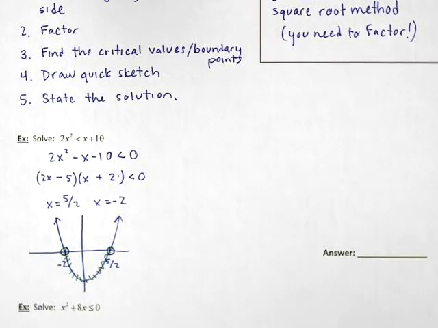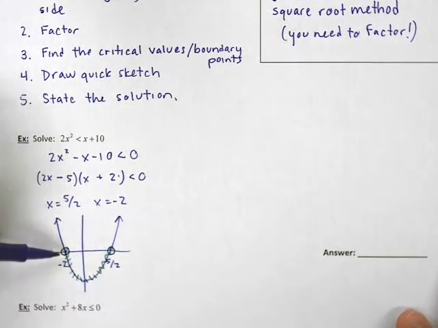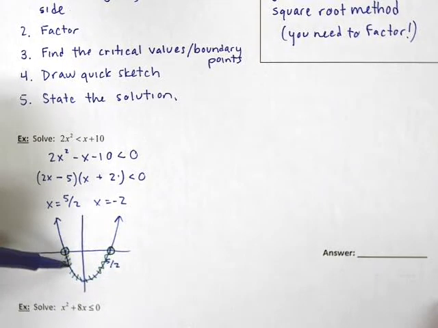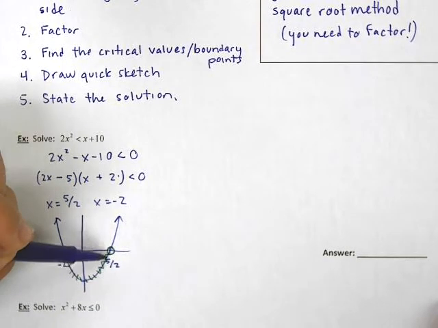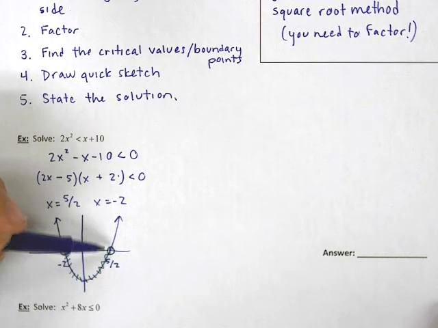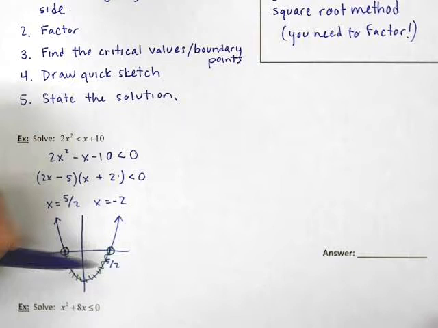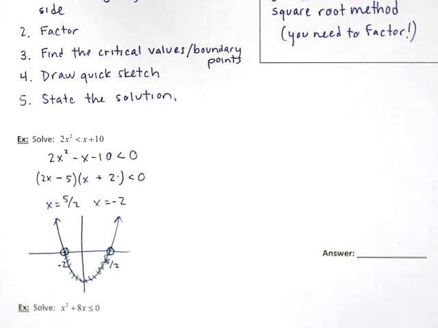So now we combine all of these ideas together. We know that at -2 I have a critical point. It's switching from positive to negative, which is good. That's what makes it critical, is that it's switching. And then it's below all the way up until 5/2, which is another critical point where it switches from negative to positive. So I'm looking for this section in between -2 and 5/2.